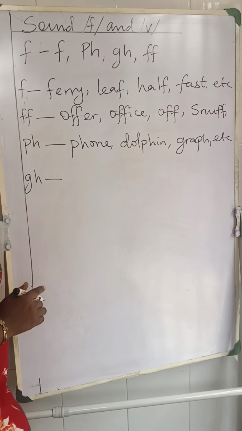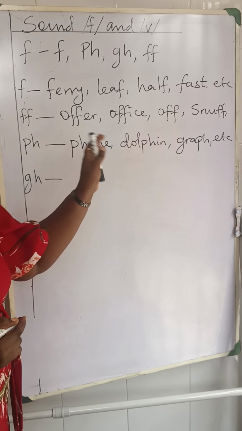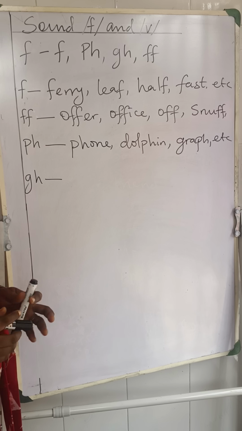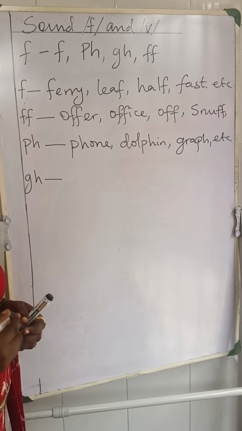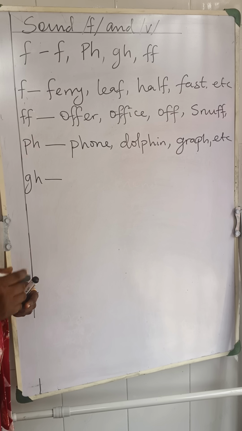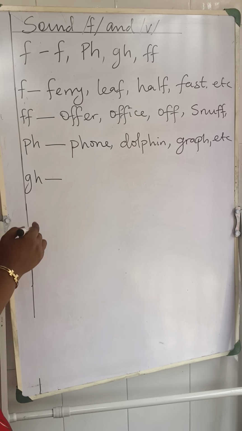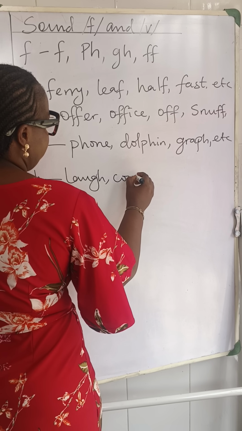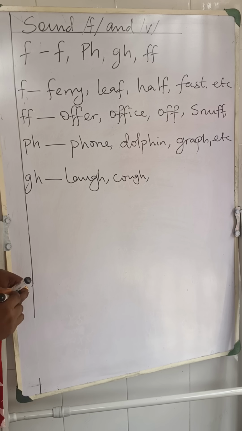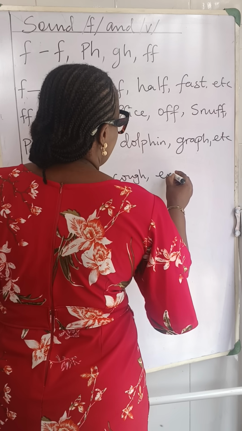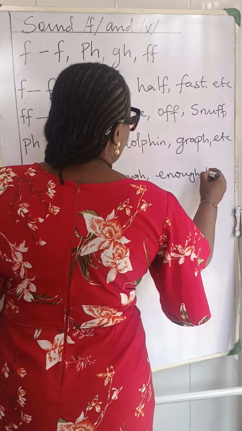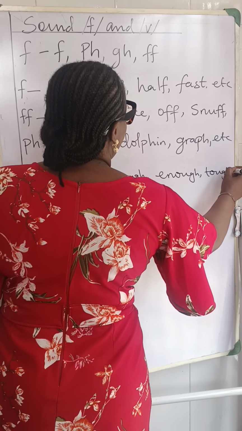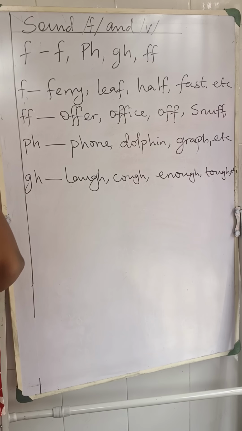But in this GH, we have other examples. The GH words are mostly at the end. We have examples like laugh, cough, tough, enough, etc. and so many others.